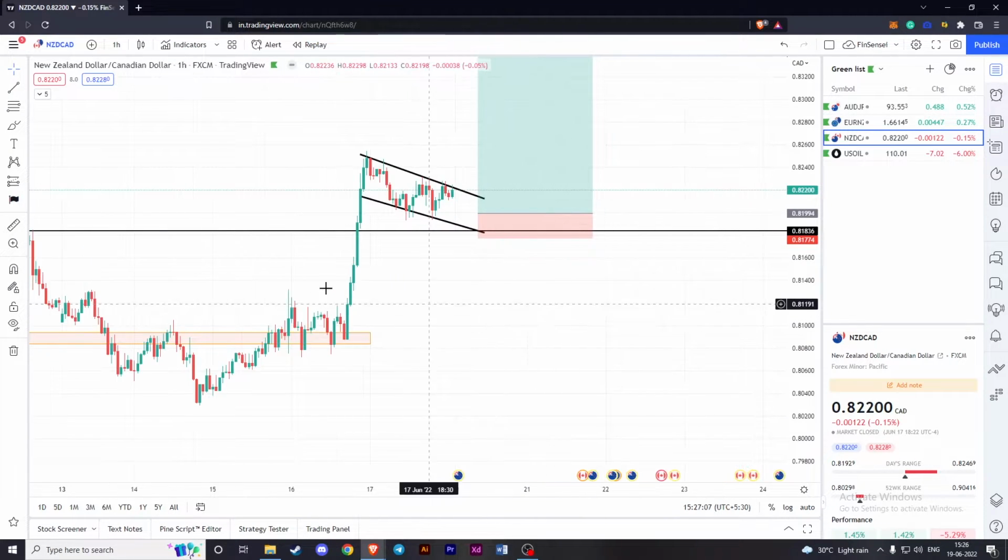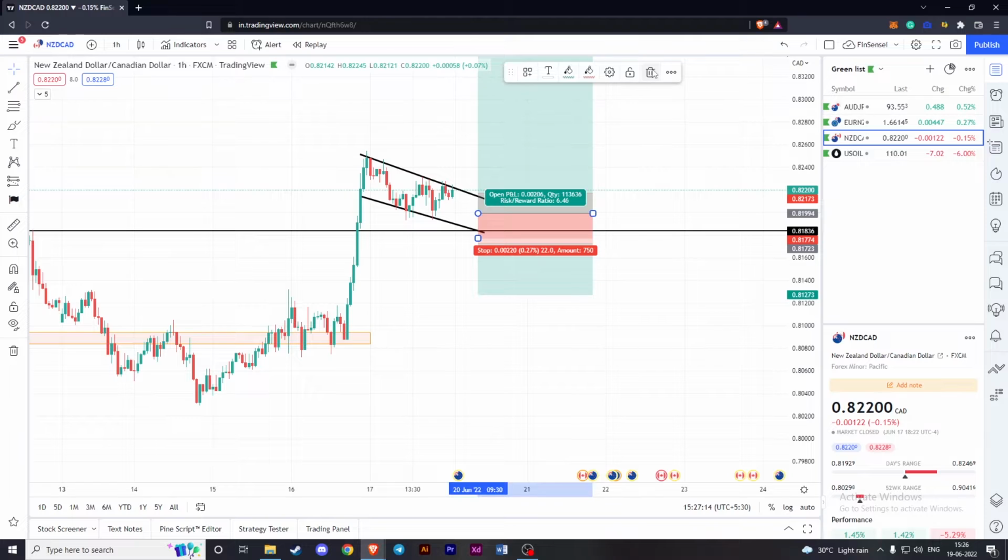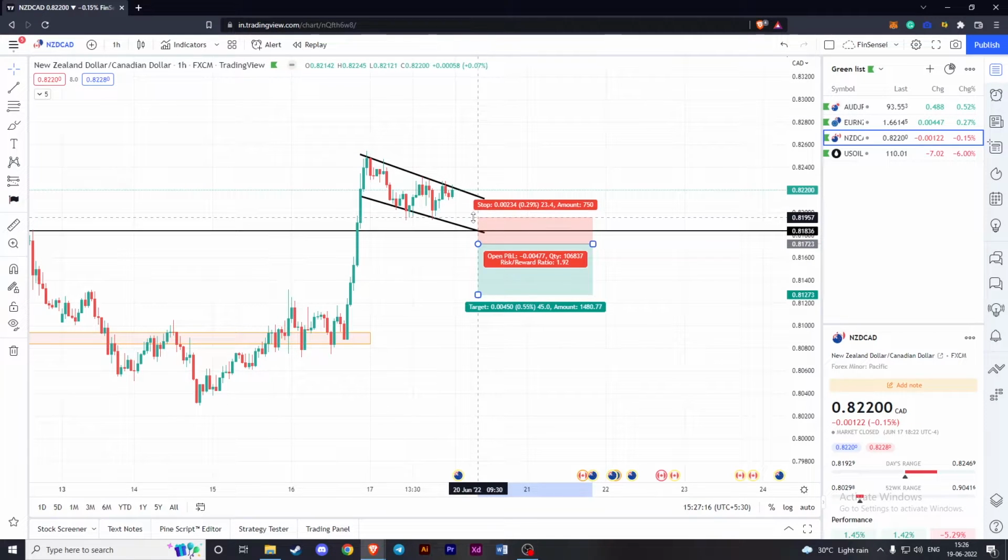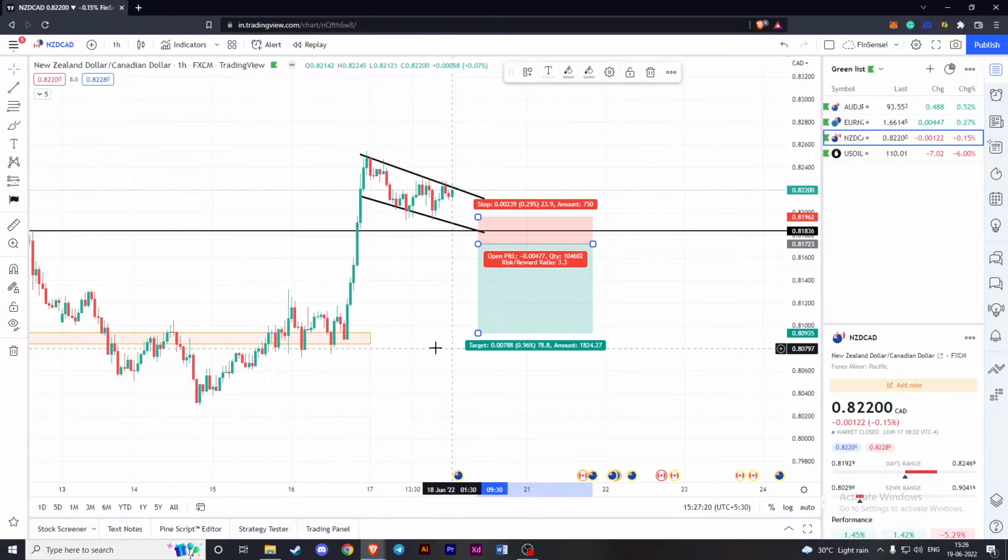On the short side of this trade, we can go short as soon as we get a candle close below this support zone, with our stop loss above the breakdown candle, and our ultimate target should be somewhere near the support zone.